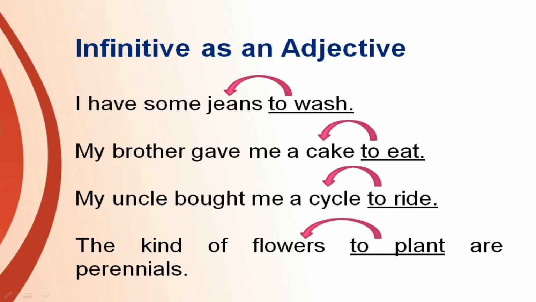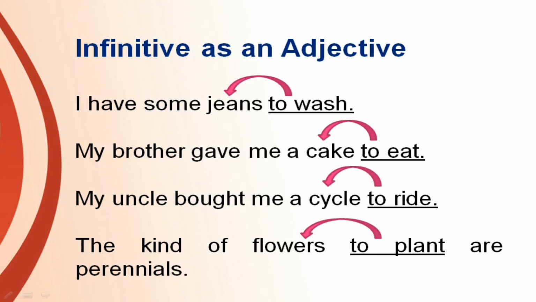Let's see another example. My brother gave me a cake to eat. In this sentence, to eat tells something about the cake. Cake is a noun, and to eat tells something about the noun. That's why I call it an adjective, and this adjective is made up of two words, to plus verb first form. It is an infinitive, and this infinitive verb functions as an adjective, telling something about the cake.